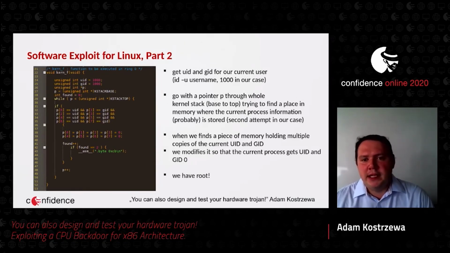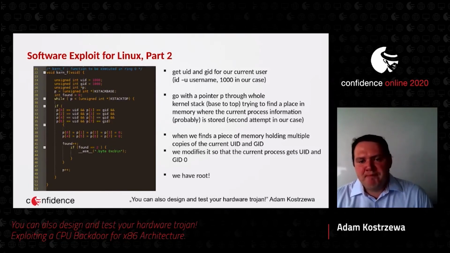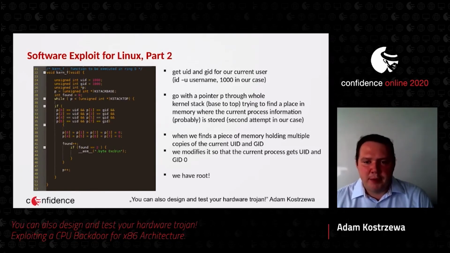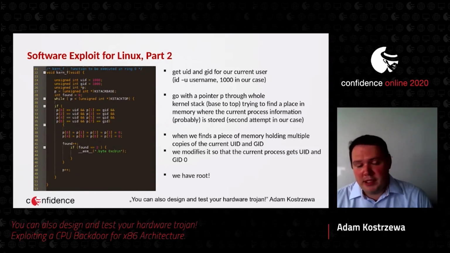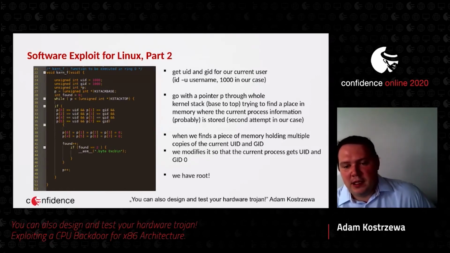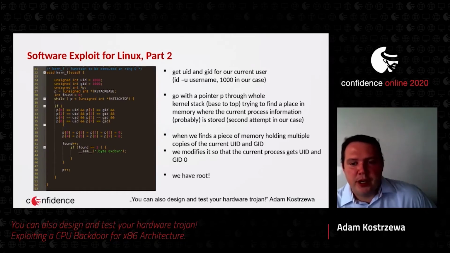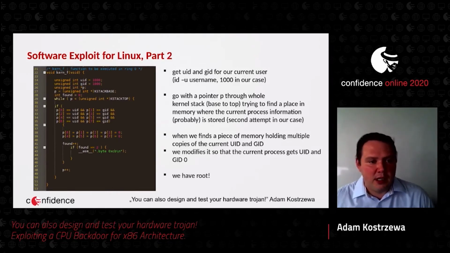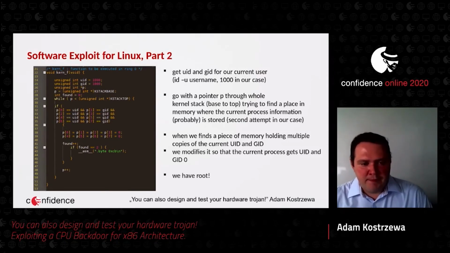What we are doing basically, we know our own user and group ID, and we go with a pointer through the whole kernel stack from base to the top to find a place in memory where the current process information probably is stored. In our case, it's a second attempt, because what we are doing is looking for a piece of memory holding multiple copies of the current user ID and group ID. And if we find such a piece of memory which we think contains our process structure, we are overwriting it. And in such a way we have root, and we can return, which is byte 0xcb, from the long call to this kernel function.